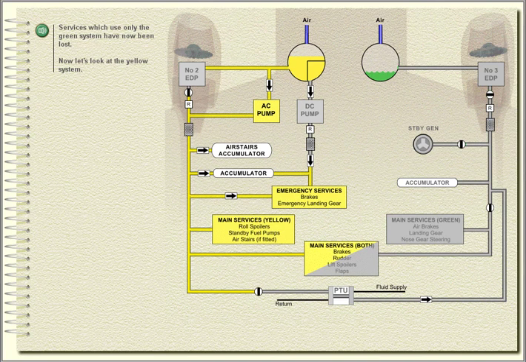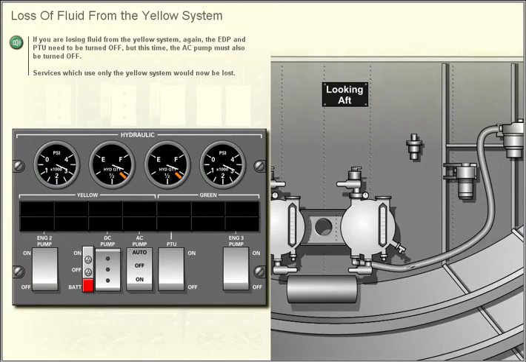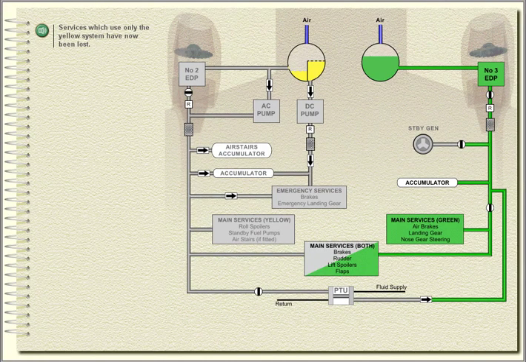Now let's look at the yellow system. Loss of fluid from the yellow system. If you are losing fluid from the yellow system, again the EDP and PTU need to be turned off. But this time the AC pump must also be turned off. Services which use only the yellow system would now be lost. Services which use only the yellow system have now been lost.